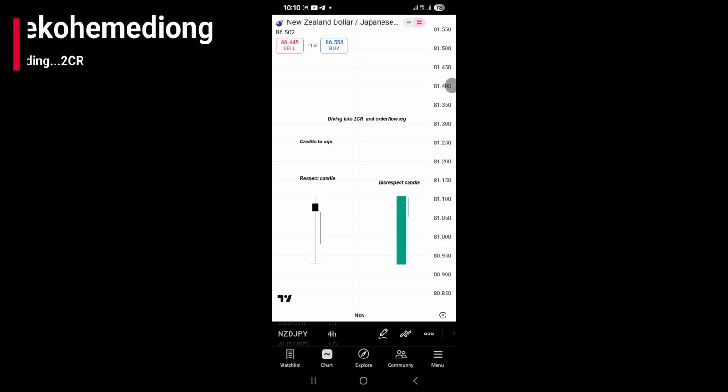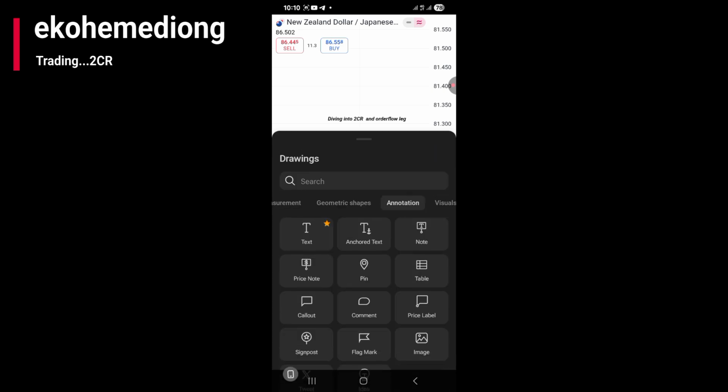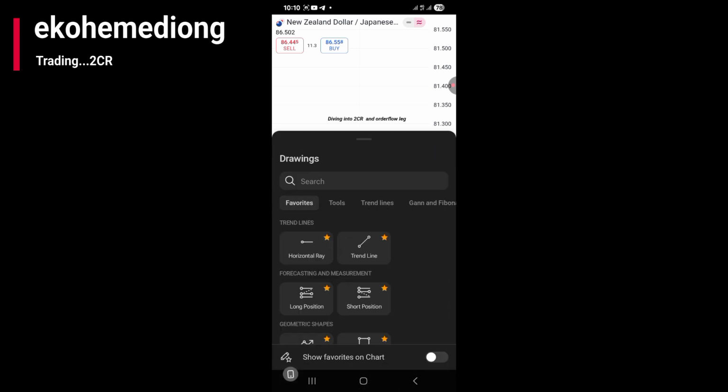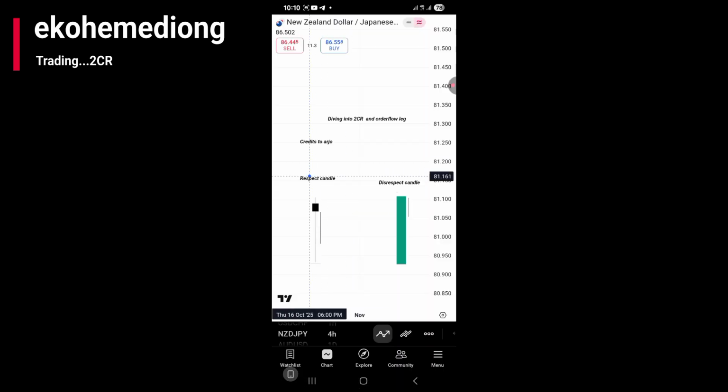Now we are going to be diving into two candle rejection and order flow. From the previous video, the one you watched before this, I might be joining these videos together, or I might be creating a series, but I think I'll join them together.